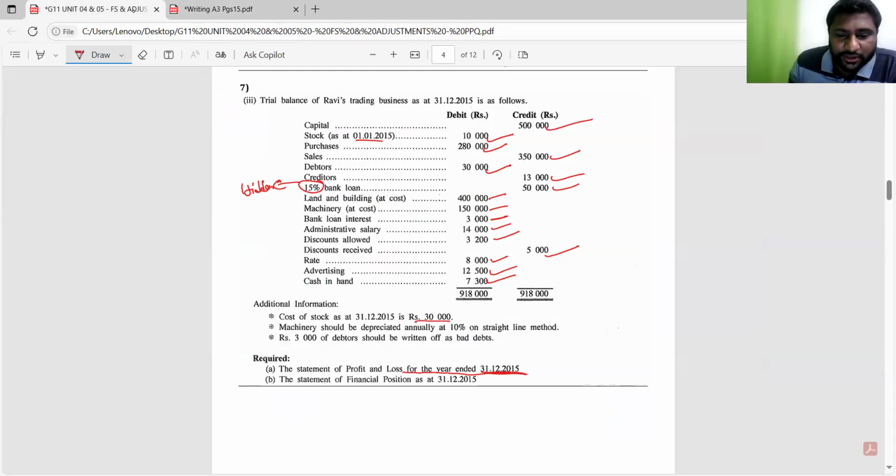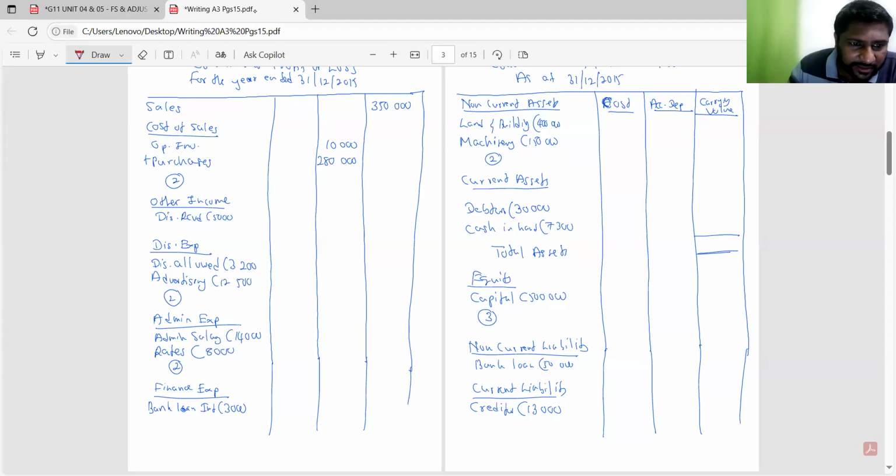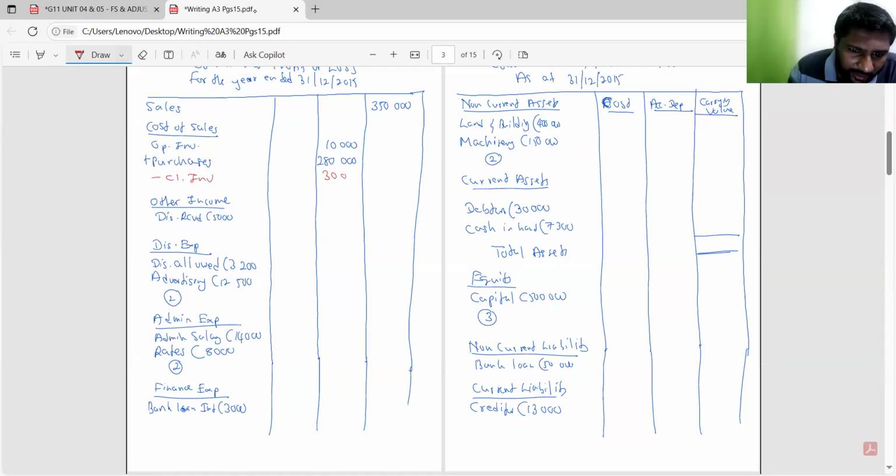First one, closing stock 30,000. Adjustments, I told you, are always in 2 places. Last day, 31st December. So what are the 2 places? One is under the cost of sales, minus closing inventory 30,000. The other is under the current assets, closing inventory 30,000.